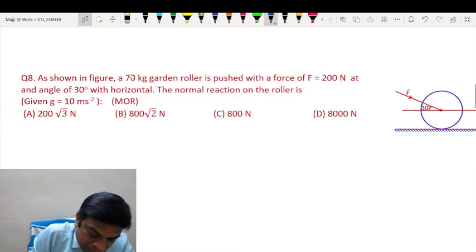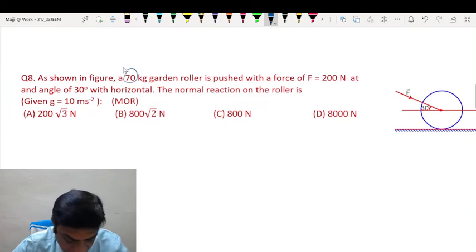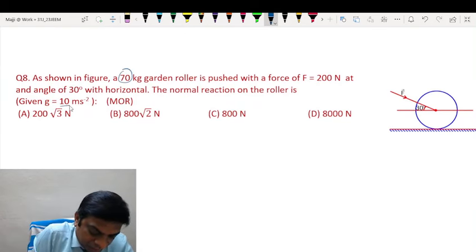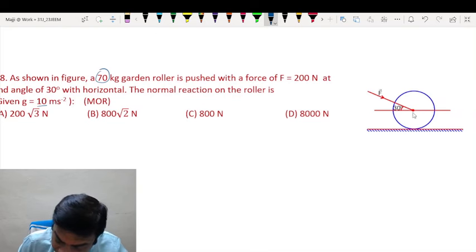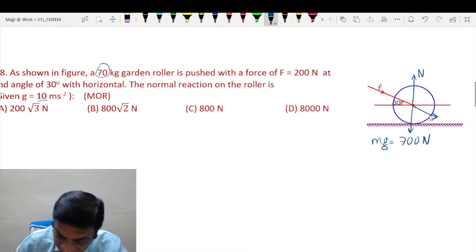It is given that it is a 70 kg roller and g is 10. So weight must be 70 into g, that is 700 Newton. This is the weight. Then you have normal reaction here. Now this F should be resolved along horizontal and vertical directions. Along the horizontal direction it is F cos 30 degrees, whereas along the vertical direction it is F sin 30 degrees.